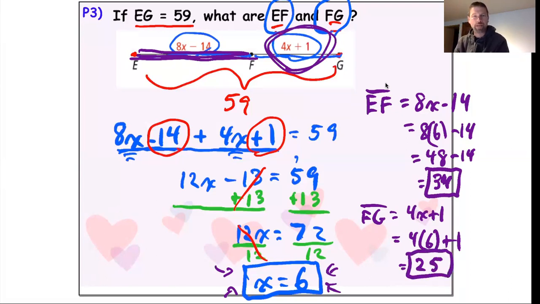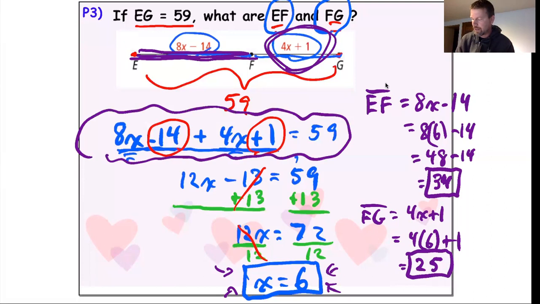So a little bit of math. The biggest part for this is setting the equation up. This one I could set up because I knew adding those two lengths got me 59. So I literally added them to get that 59.